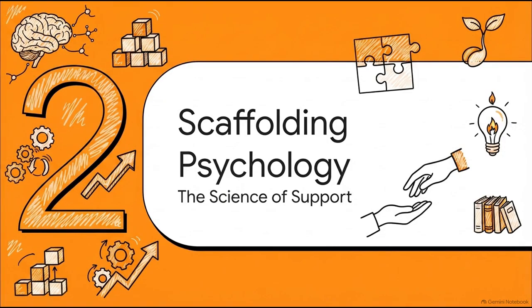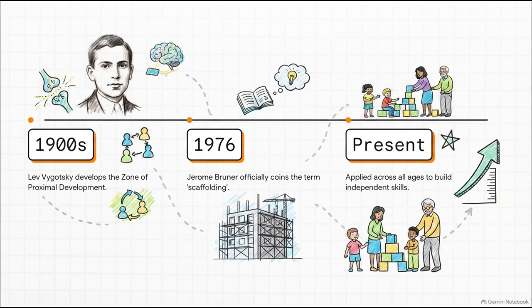Moving right along to Section 2, the psychology of scaffolding. To really master scaffolding, we have to understand its psychological roots. Like, why is this specific method so undeniably effective for the human brain? This concept didn't just pop out of thin air. Back in the early 1900s, Russian psychologist Lev Vygotsky argued that we actually learn best in social environments, that we construct meaning through interaction. He developed this idea called the zone of proximal development.